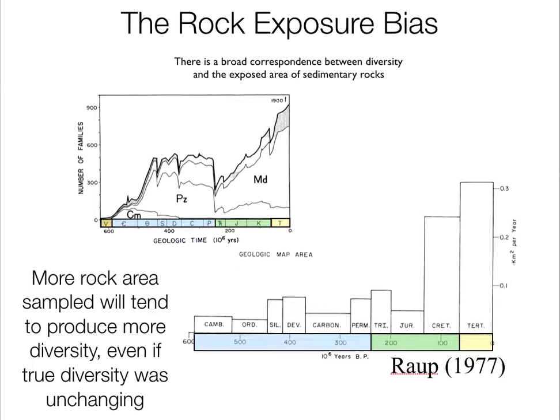So there's a broad correspondence between diversity and the exposed area of sedimentary rocks. Here's our Sepkoski curve, and this is Raup's attempt to look at the amount of rock available for sampling. He noticed in the late 70s that this reproduces some of the Sepkoski curve, and that more rock area sampled will tend to produce more diversity, even if true diversity was unchanging. This was a big concern for a long time. Some of the work that Shanan Peters and others have done has alleviated many of these fears, as well as some of the sampling techniques that I'll get into a little bit later.